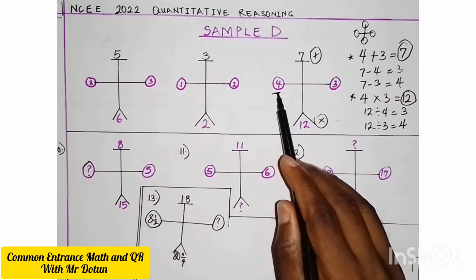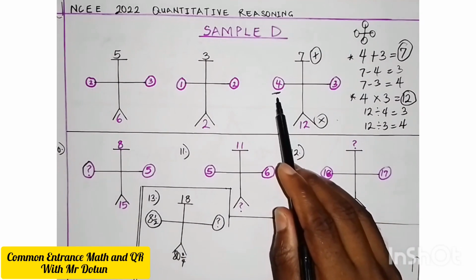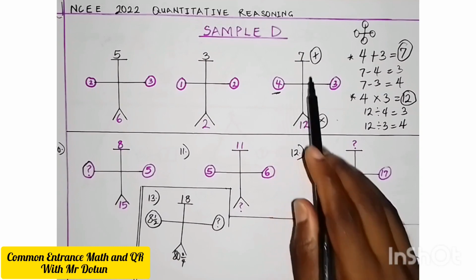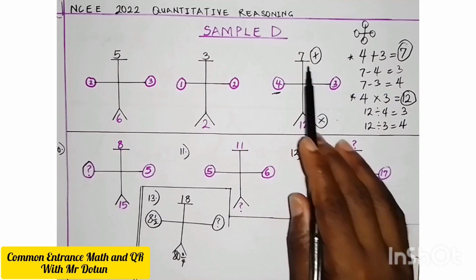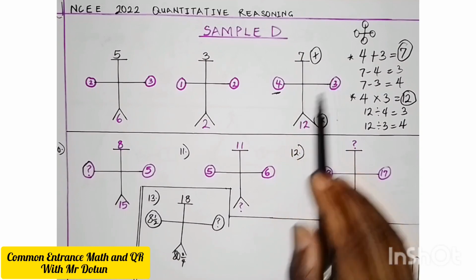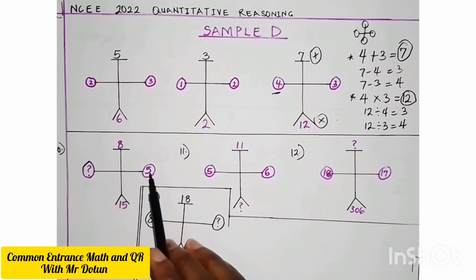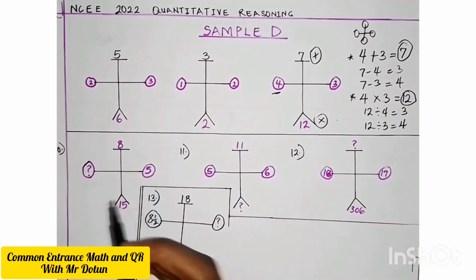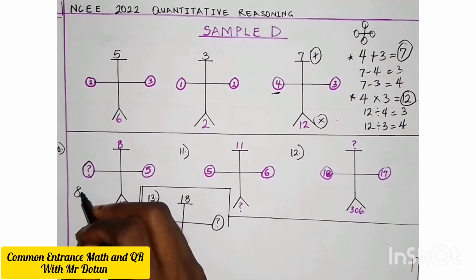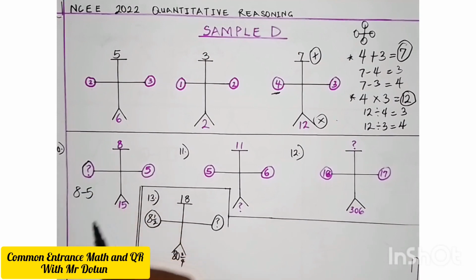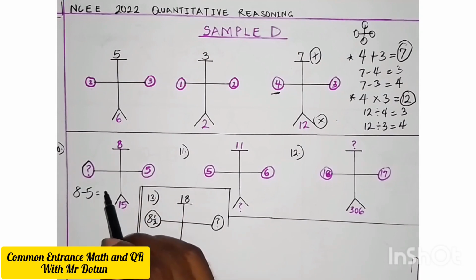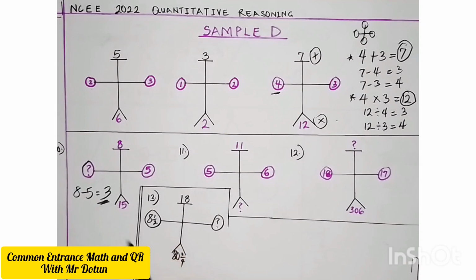Okay, what is in that place? 4. So how did we get the 4? We did 7 minus 3. So we could just do 8 minus 5. 8 minus 5. So let's go. 8 minus 5 is 3. Okay. Then we could confirm our answer with the other sample.